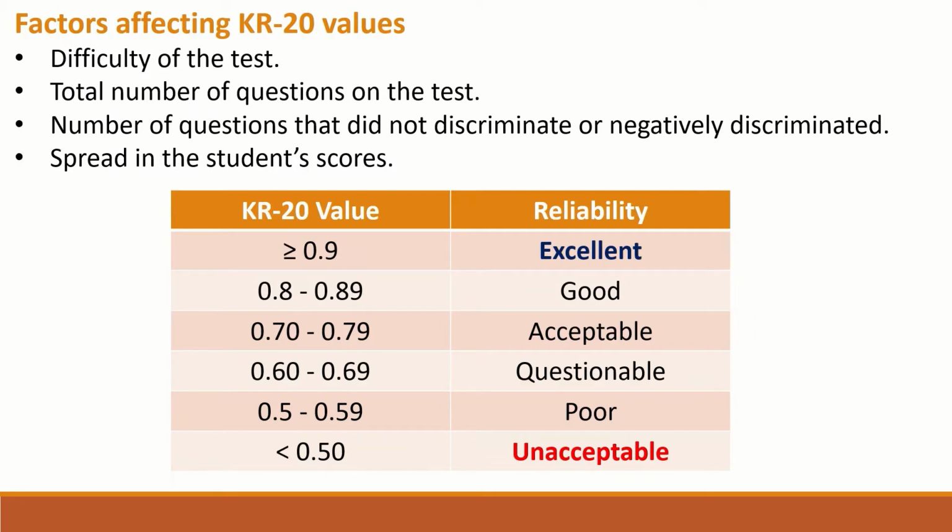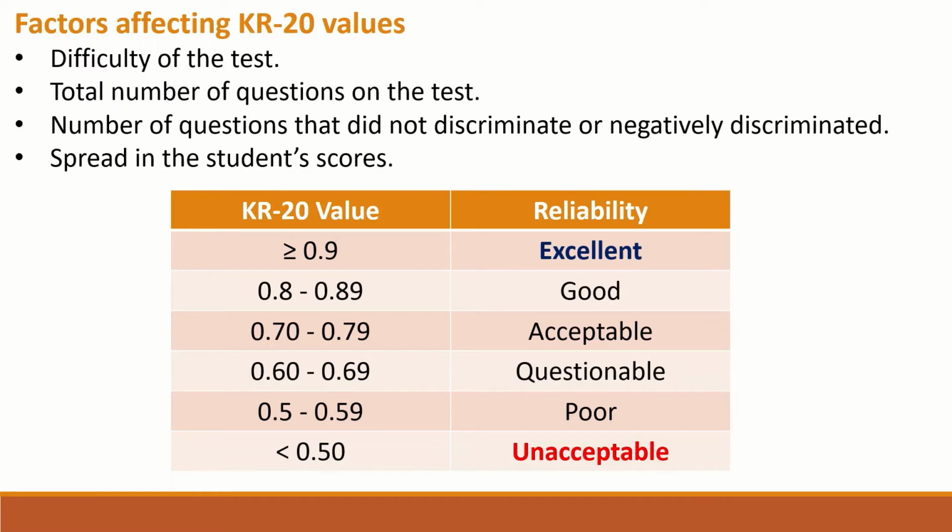In the table below, the range for KR20 value and the corresponding reliability label is described. So if the KR20 value is equal to 0.9 or greater, then the exam or the test has an excellent reliability. The reliability of an exam is good when the KR20 value is between 0.8 and 0.89. A KR20 value of 0.7 to 0.79 is considered to be acceptable reliability of an exam.